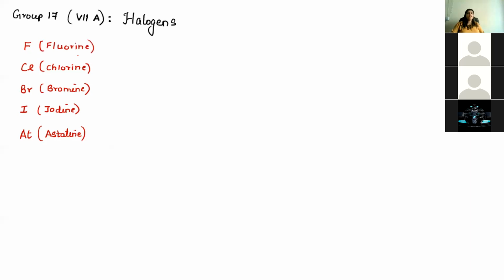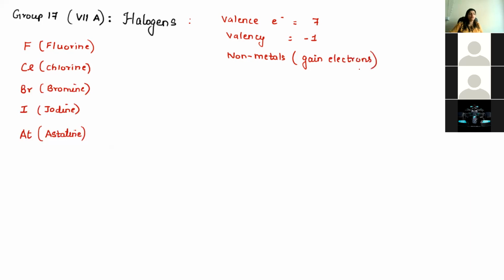Now, when we talk about these halogens, they are group 17. So what will be the general characteristics? We know that valence electrons will be 7. Valency will be -1, and they are non-metals. Non-metals means they will gain electrons.